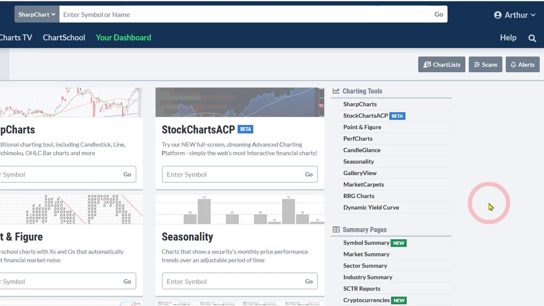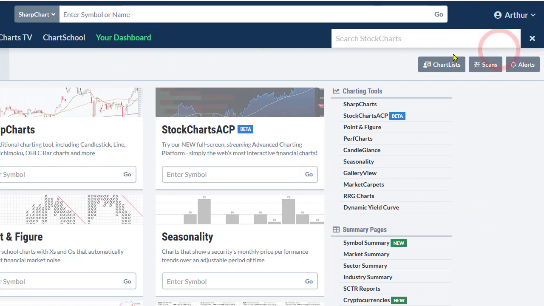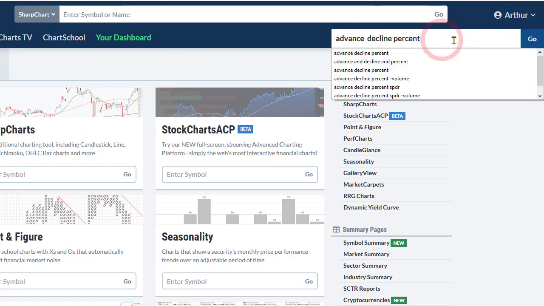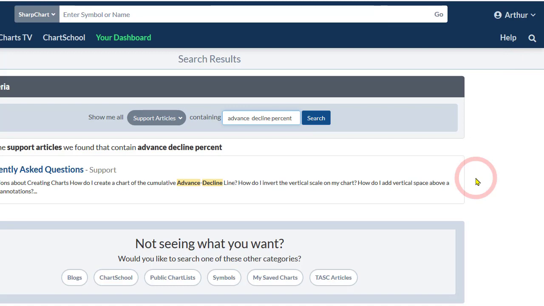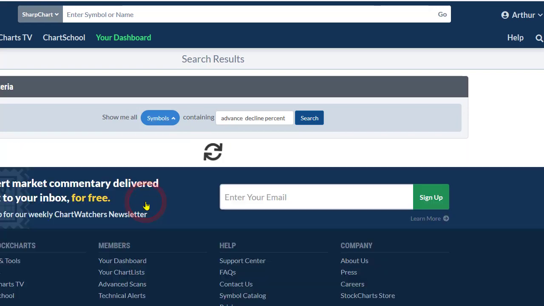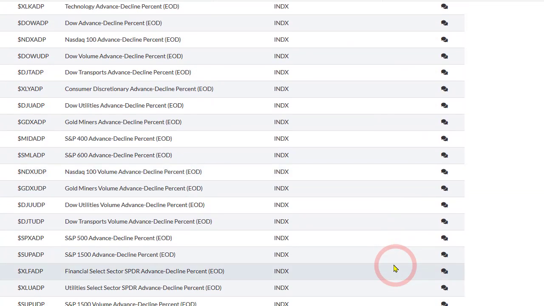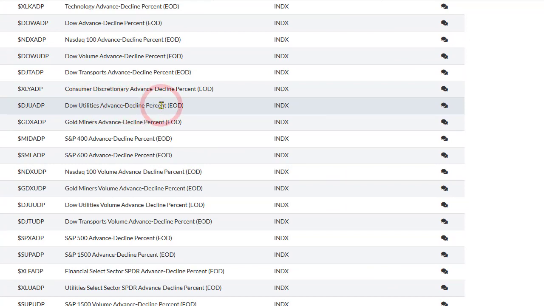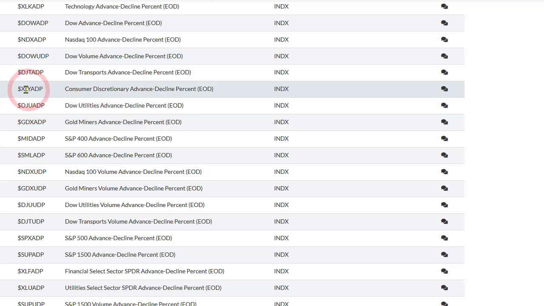So if you want to search and find some more symbols related to these breadth indicators, you can go to the top right of any web page here, and I'm just going to search for advanced decline percent, because those 3 terms are in the breadth indicator. I've got support articles here, but if you click that drop down and select symbols, then you will see all the symbols that have advanced decline percent. And you can see they begin with the index that is used, or the sector in this case. This is consumer discretionary advanced decline percent XLY ADP, but you can substitute XLY for XLK and so on. Whole bunch of symbols there for you to create a lot of breadth indicators.